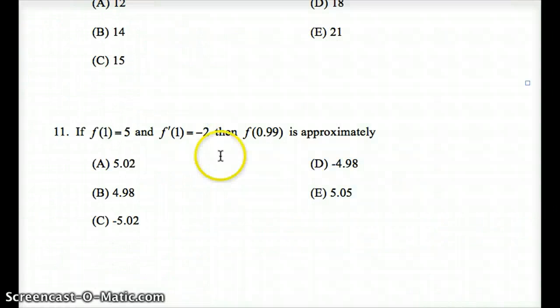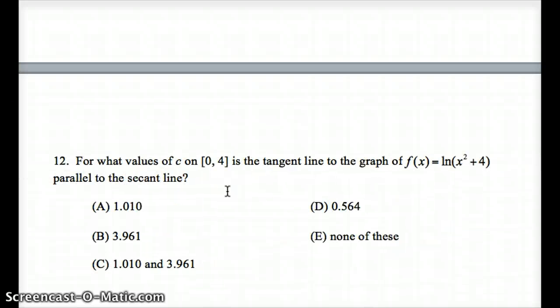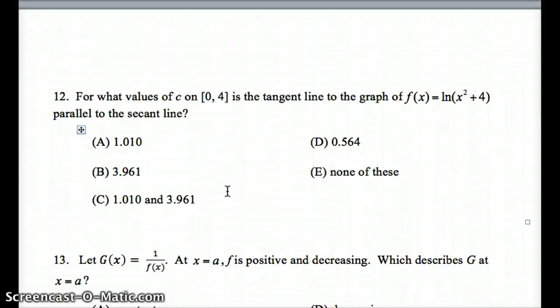See if you can do the same for this question, and do your best to use the calculator to help you.